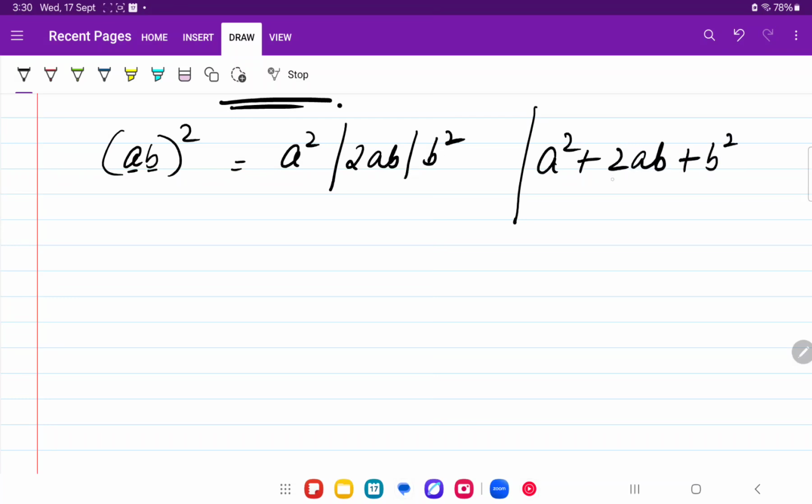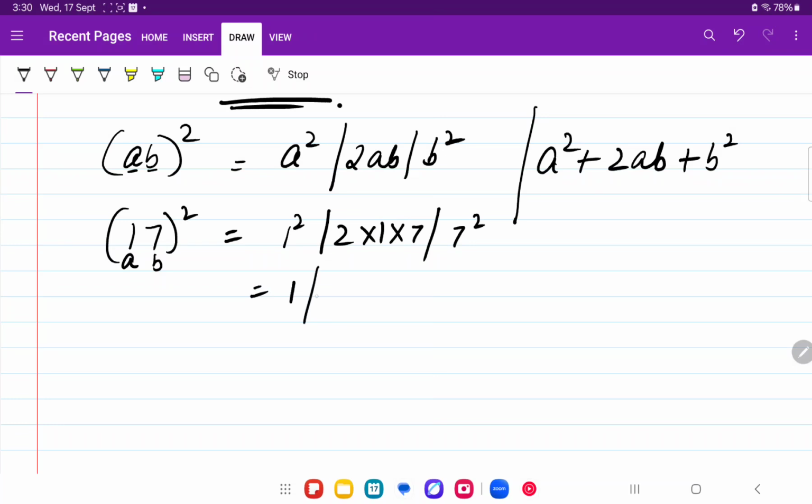Both can be done. In the first one, we are taking only the digit, we are not taking the place value. So if it is 17 squared, see how fast it goes. A is 1, B is 7. So we do it as 1 square, 2 times 1 times 7, and 7 square. So we have 1, 14 and 49.